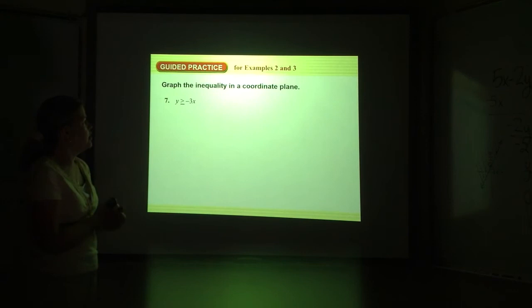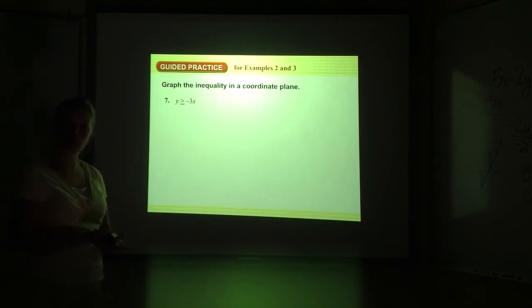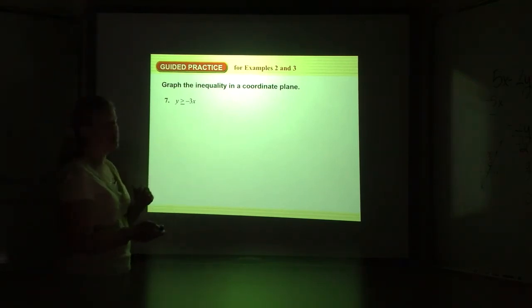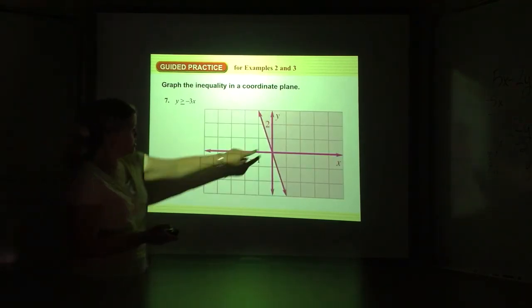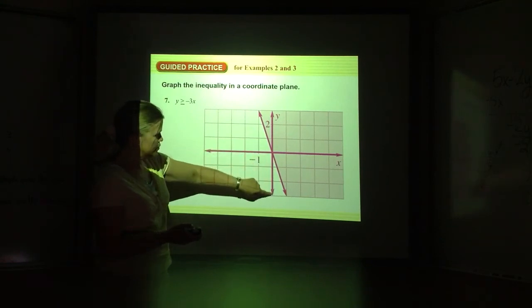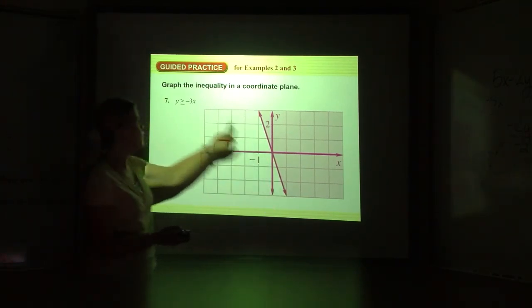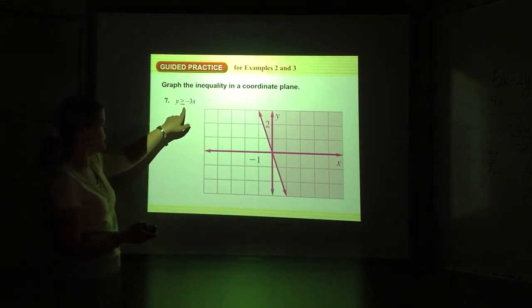Y is greater than or equal to negative 3x. So the first thing you have to do is graph your line. So you say y equals negative 3x. Where is that going to cross the y-axis, or what's its y-intercept? 0. And then you're going to go down 3 and over 1. Great. So it crosses at 0, go down 3 and over 1. Do you like how they made that solid? Of course you do, because it's or equal to.